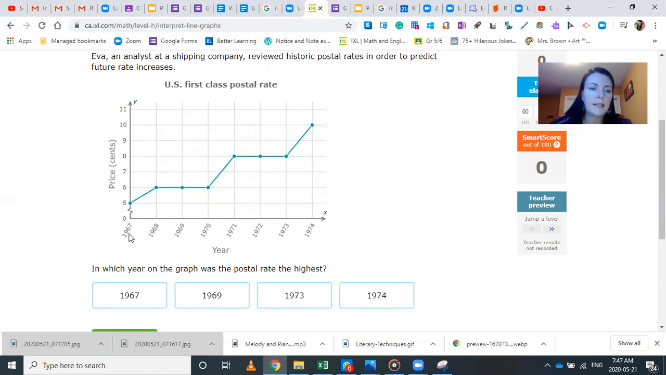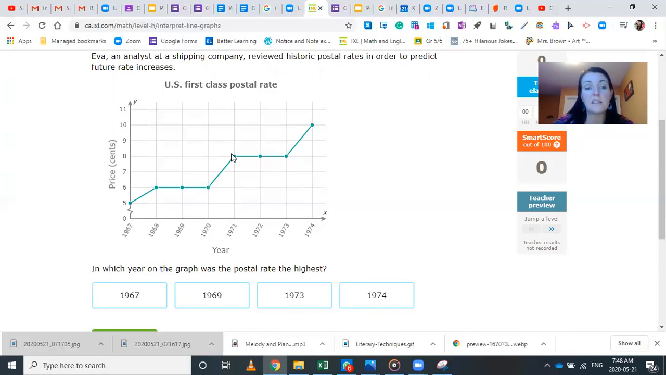So it started in 1967. It started at 5 cents, and then it increased to 6 cents the next year. And it didn't increase from 1968 to 1970. So for 3 years, it stayed at 6 cents. And then suddenly it shot up, boom, 2 cents.